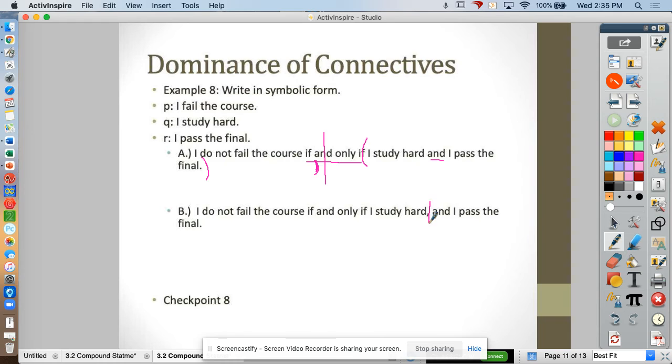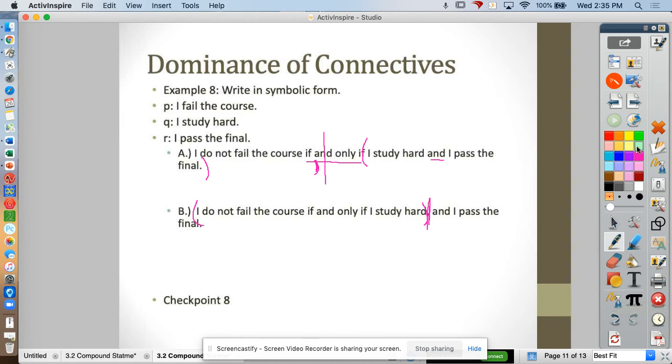So this one already has the comma in it. That means this is the break. And notice this first section is the part that has two simple statements in it. So that is the part that I would put in parentheses, and then you would have the rest of it. Okay, so I'm going to erase this, and then we have to actually write it in symbols.